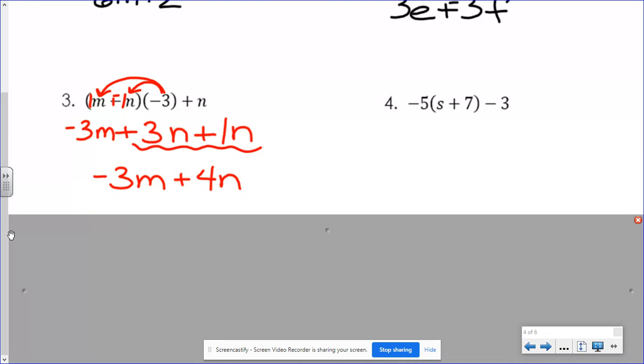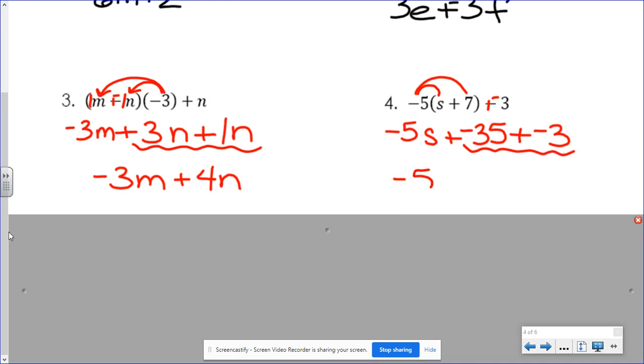And for number 4, the negative 5 is distributing. I know that I've got this subtracting 3 over here. In fact, I'm even going to change that right now. Negative 5 times s is negative 5s. Not great for s's, I know. Plus negative 5 times 7 is going to be a negative 35. And I've got that adding a negative 3 at the end. And again, those match. So I've got a negative 5s plus a negative 38. Or it could just be minus 38.